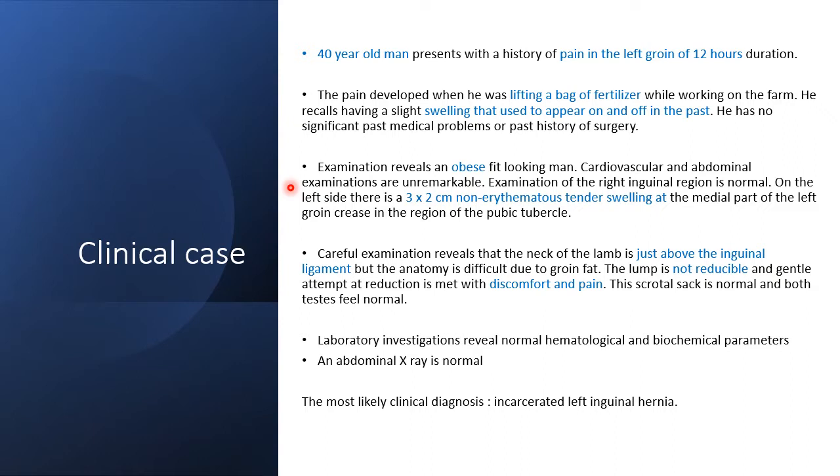On the left inguinal region, there is a 3 by 2 centimeters non-erythematous swelling at the medial part of the left groin crease in the region of the pubic tubercle. Careful examination reveals that the neck of the lump is just above the inguinal ligament, but the anatomy is difficult due to groin fat. The lump is not reducible, and gentle attempts at reduction are met with discomfort and pain. The scrotal sac is normal and both testes feel normal.